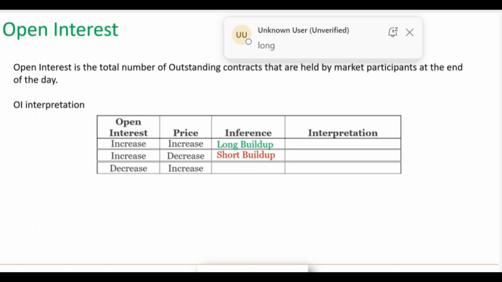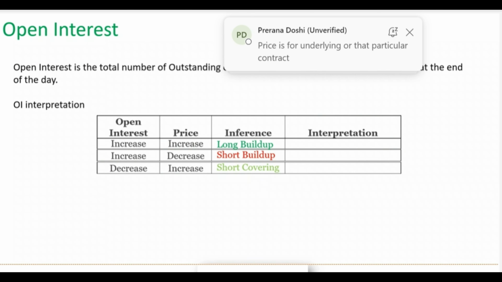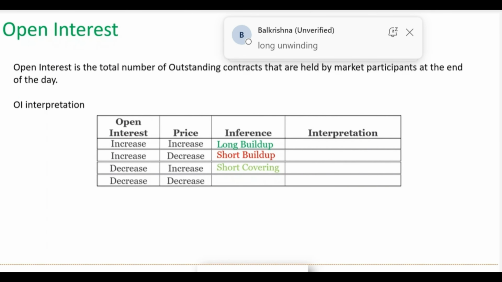And exactly opposite of these two would be short covering, where people are covering their already open short positions, and because of which prices are going up. That's called short covering. And in the other case, people are selling the long positions which they created, and because of that selling pressure, prices are going down, and that's called long unwinding or long closure. अगर ये पहले दो आपको समझ में आ गए, then short covering और long closure समझना is not difficult.